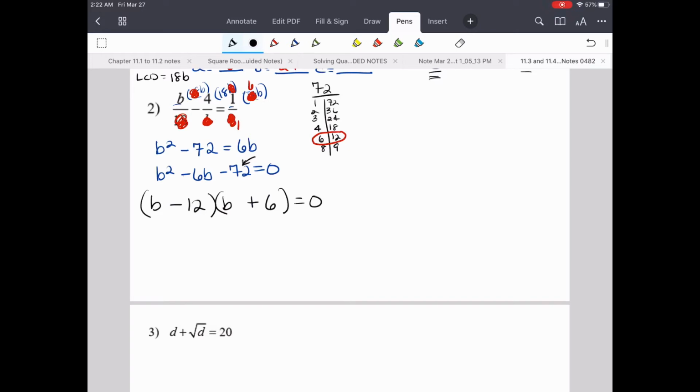And like I said, see, that's much easier than using the quadratic formula. If you can avoid using the quadratic formula, do so. Avoid it. You don't have to use it. It's a lot of work, and it can get messy.